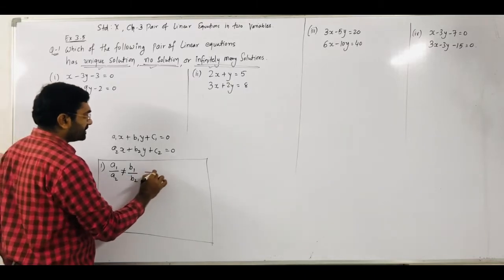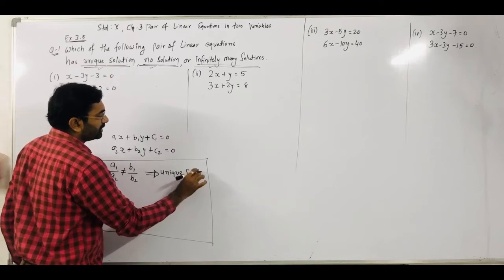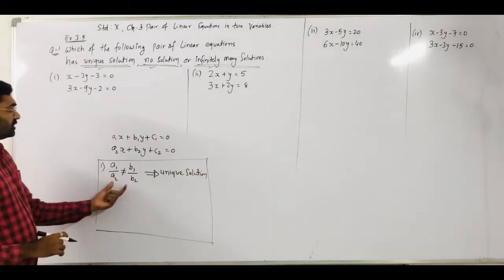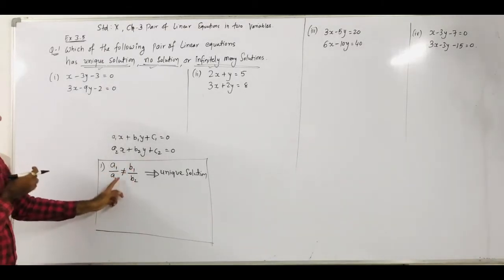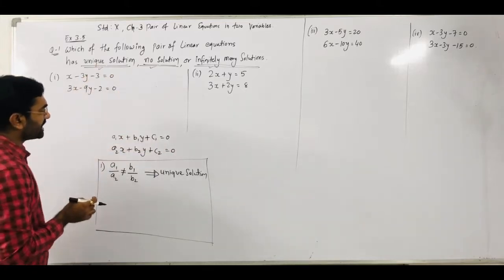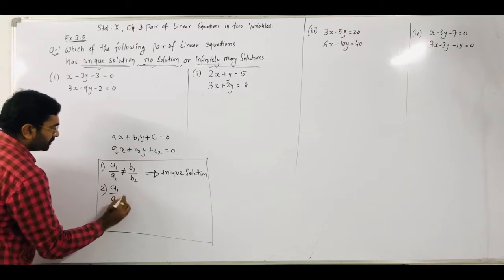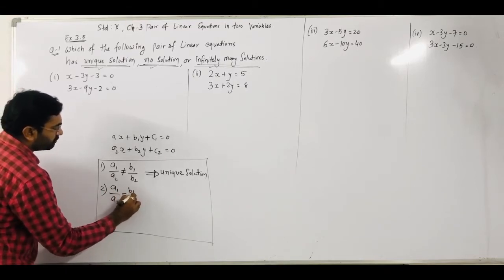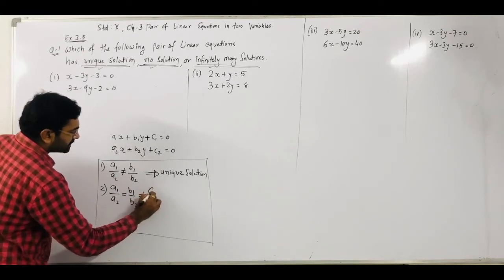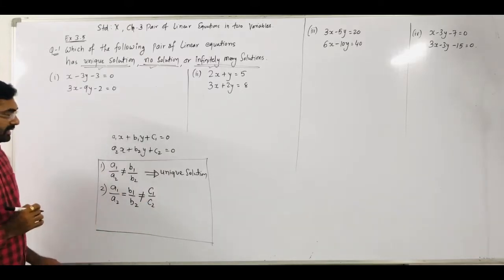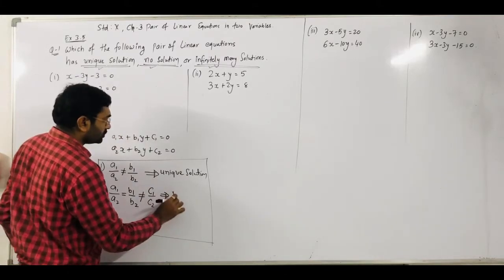In that case, we can say our solution of the equations is what? Unique solution. Okay, remember that. For a unique solution, which condition do we require? a1 upon a2 is not equal to b1 upon b2; then we can say our pair of linear equations has a unique solution. Second case, suppose a1 upon a2 is equal to b1 upon b2, but these two ratios are not equal to the c1 upon c2 ratio, right? So in that case we can say our given linear pair of equations has no solution.